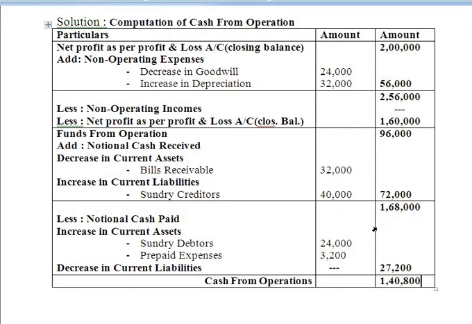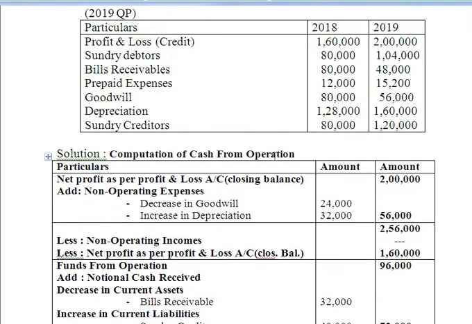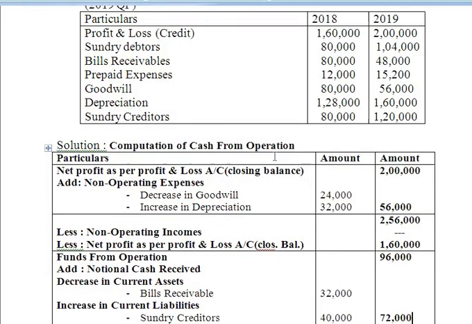I hope you understood this calculation. Such types of problems will come for 5 marks in the final exam, so be perfect in this. Calculations are very easy. So this was the information given, and with the help of this information we have calculated cash from operations.